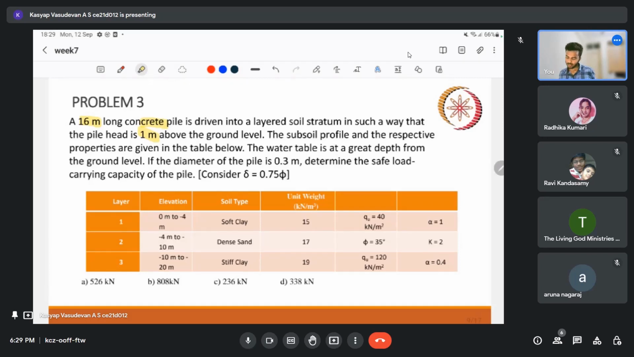Water table is at a great depth, and if the diameter of the pile is 0.3 meter, determine the safe load. So it's very similar to what we had done before, but with small changes: we have dense sand in the middle of two clays. If you think logically, we need not worry much here, because our bearing is well inside the third layer. So the bearing term will be on clay. The other three things will come only in the shear part. So this shear component for sand alone will be different, as we had done before.